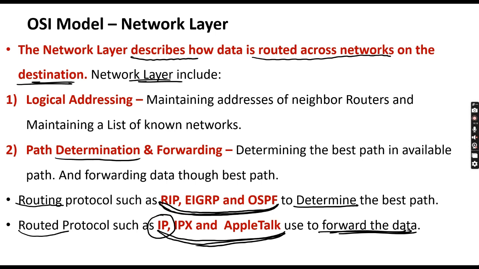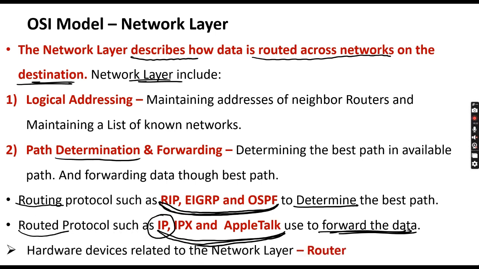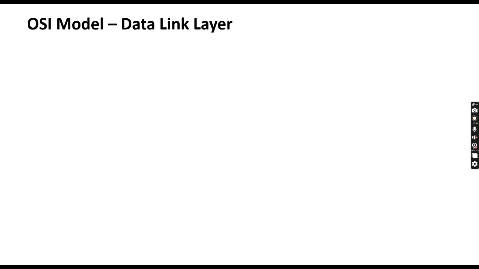So this includes your network layer. Now next is very important. The device which works on this particular layer is your router. Okay, so next layer comes your data link layer.